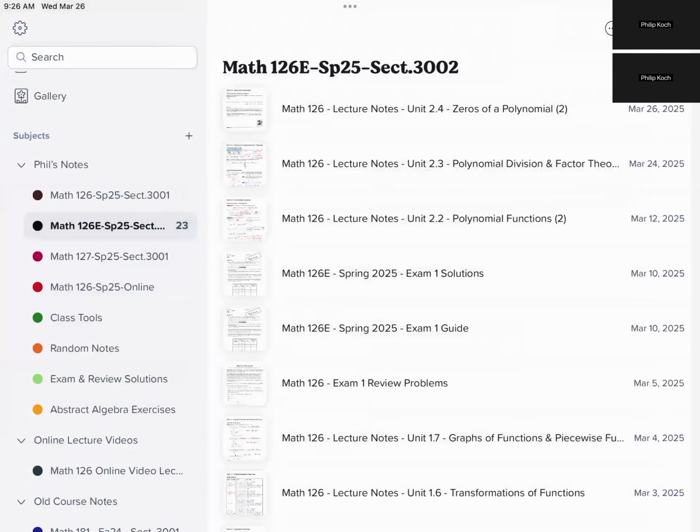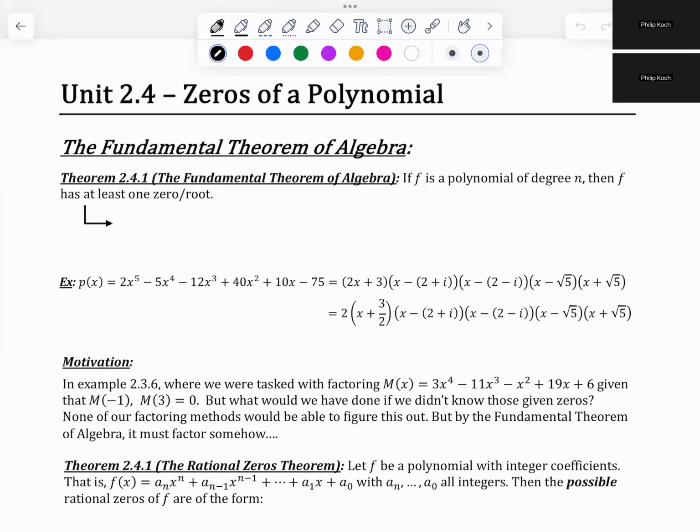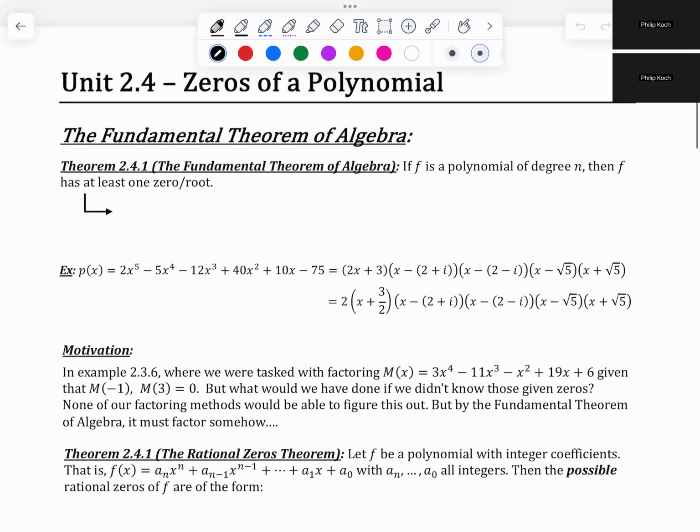All right. On to the rational zeros theorem and the fundamental theorem of algebra. Now, I wish that we had more time to talk about the fundamental theorem of algebra. I wish we could go into more of its details, but we don't really talk about complex numbers in this course, and so it's not super relevant to us anymore.